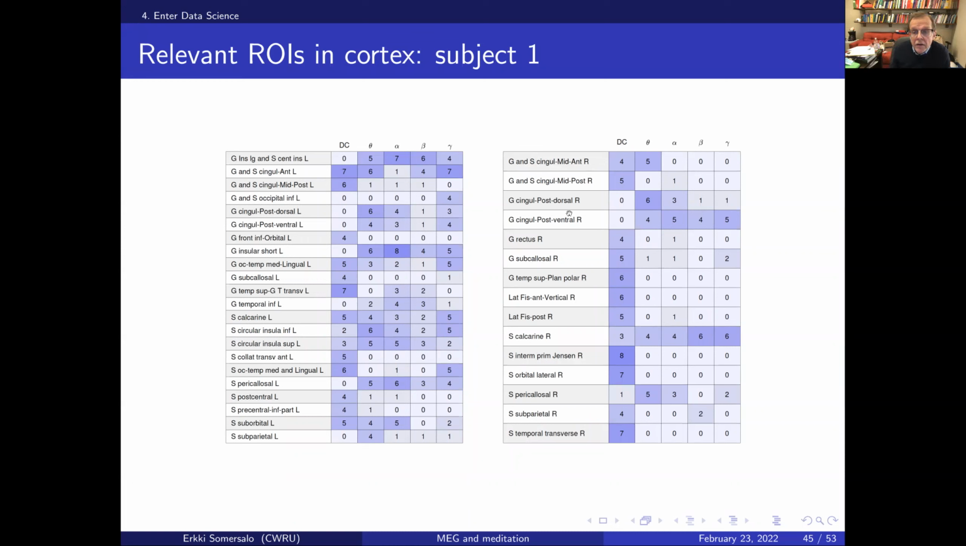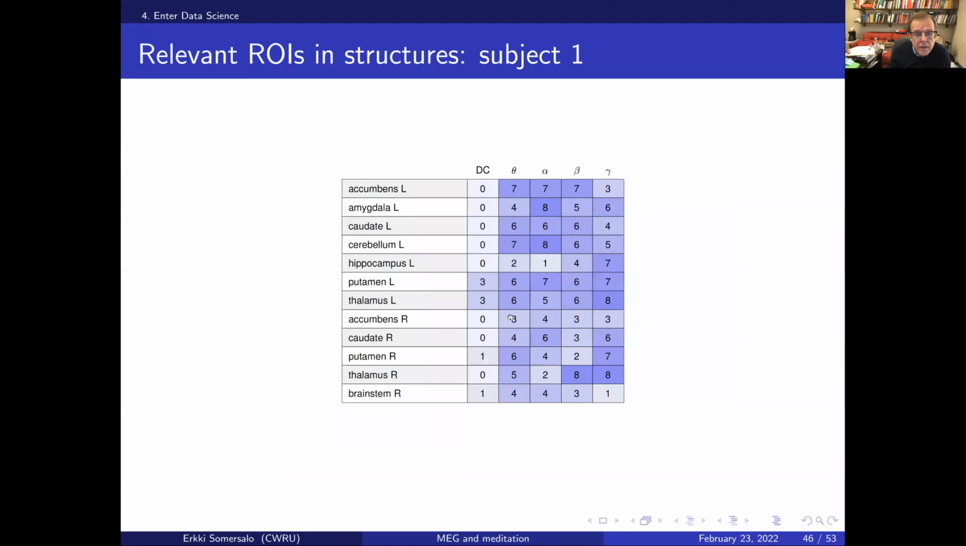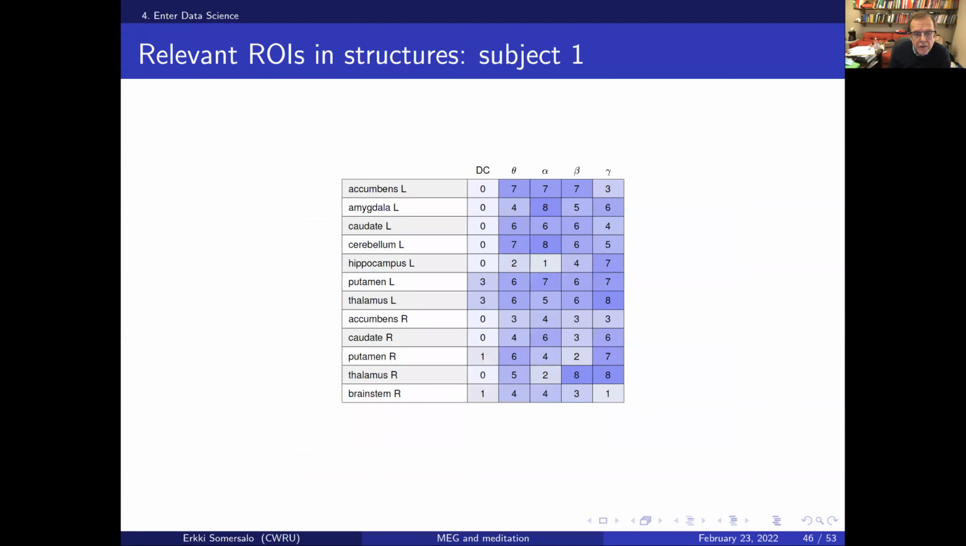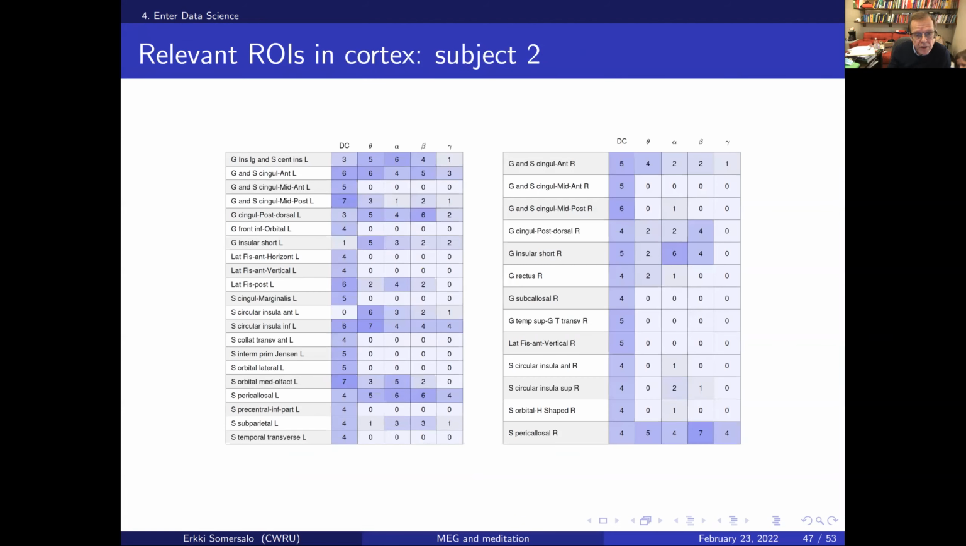So here are the inner regions of the brain. And now this is left and right. And so here are the deep brain regions. And let me summarize what we found. So here, this is subject 2.